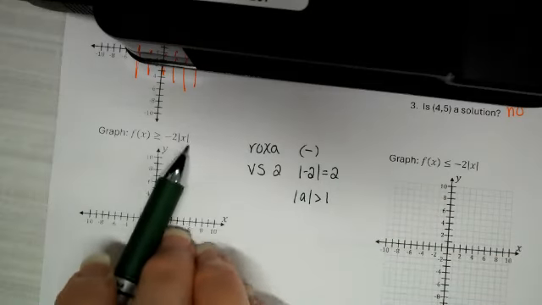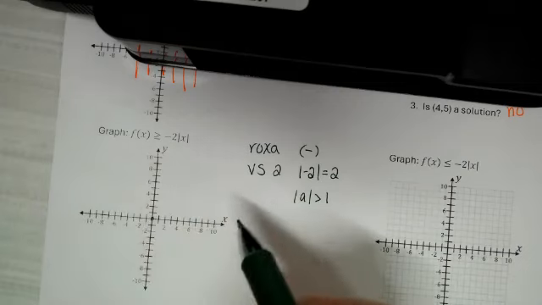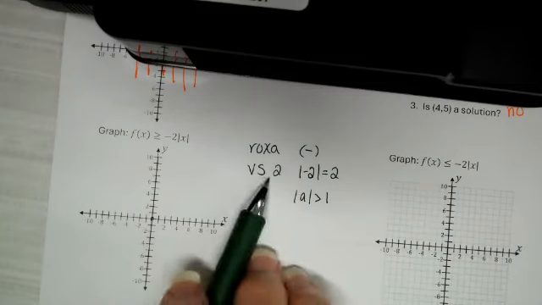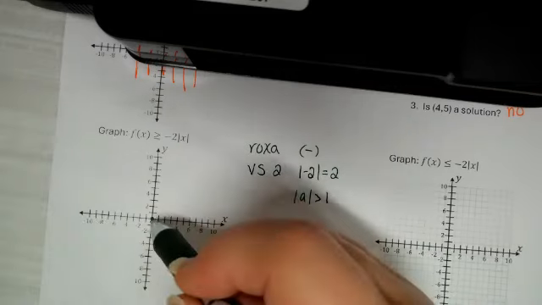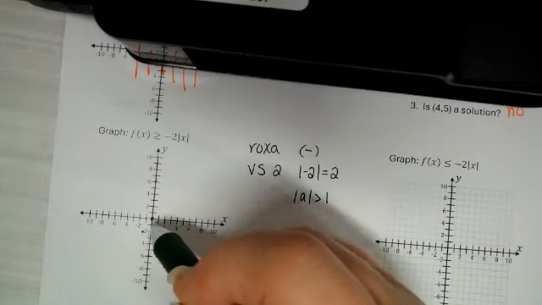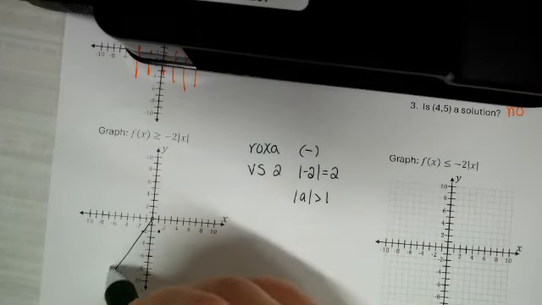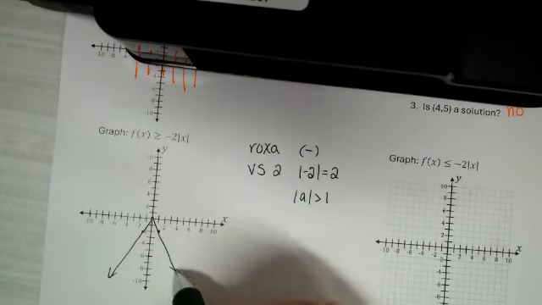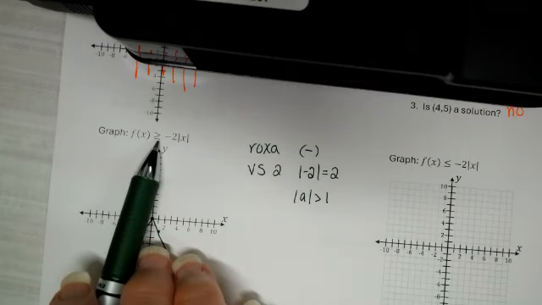So it didn't translate up, down, right, left. It stays at 0, 0. Now the slope is still a 2, but it's pointing down this time. So I'm going to go down 2 over 1 to get my V shape. It says equal to, so I can do a solid line. And there we go.